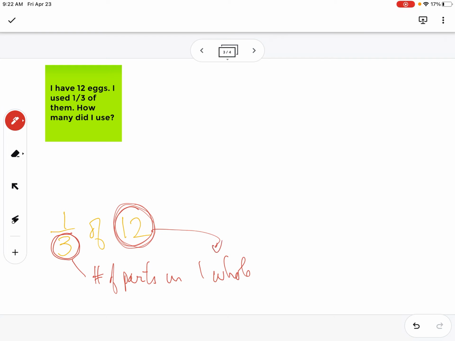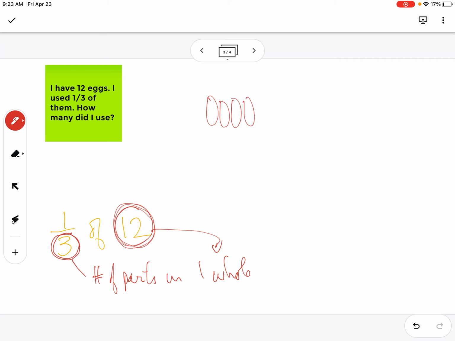So I'm going to take my 12 eggs: 1, 2, 3, 4, 5, 6, 7, 8, 9, 10, 11, 12. And the 3 on the bottom says break that into 3 groups. Well, okay, if I'm going to break it into 3 groups, then quickly I could do what's 12 broken into 3 groups. The answer is 4 in each group.